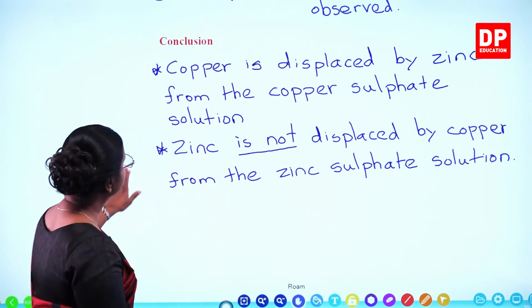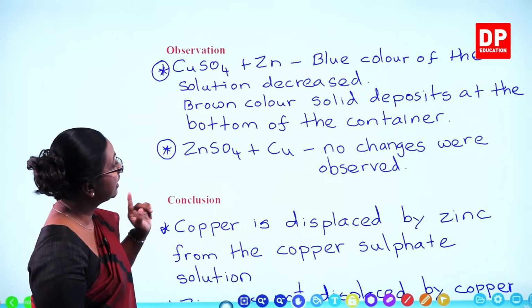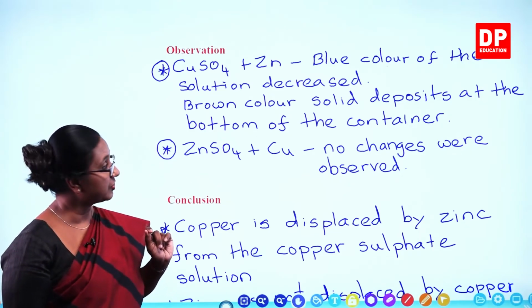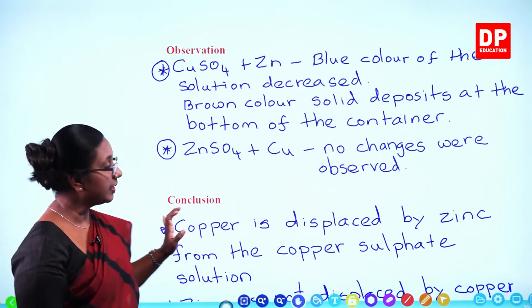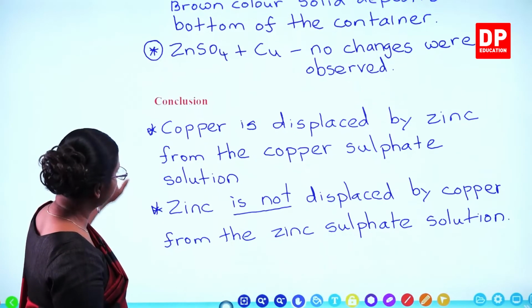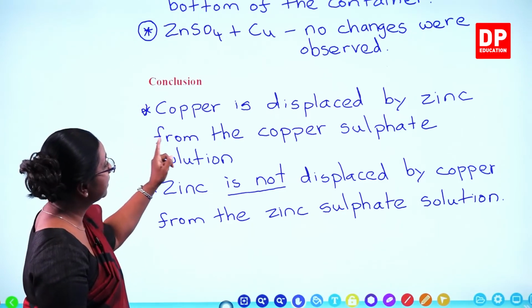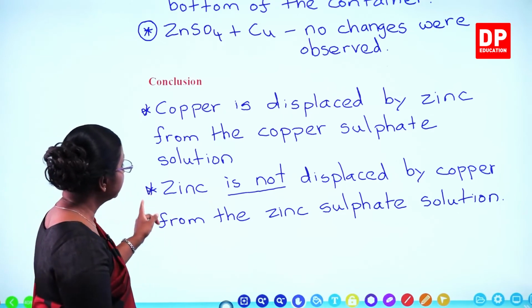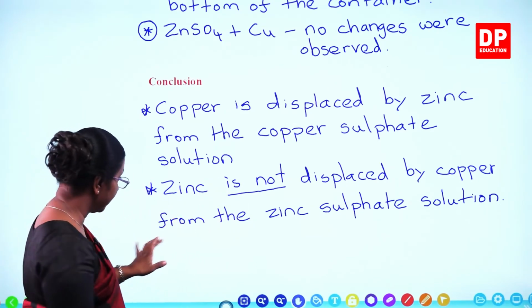So, if I go back again, observations: copper sulfate and zinc, the blue color of the solution decreased and the brown colored solid deposits at the bottom of the container. With zinc sulfate and copper, there was no change observed. So, from that we can conclude and say copper is displaced by zinc from the copper sulfate solution, but zinc is not displaced by copper from the zinc sulfate solution.